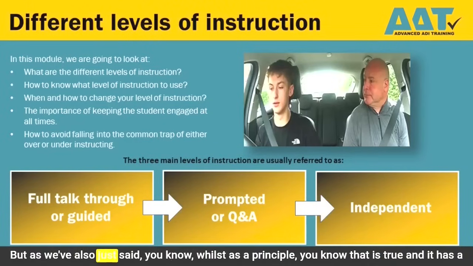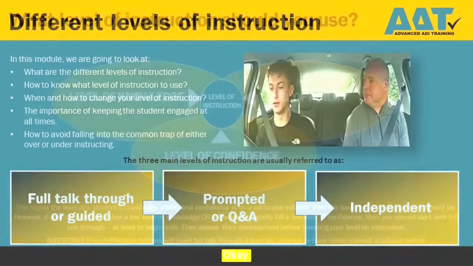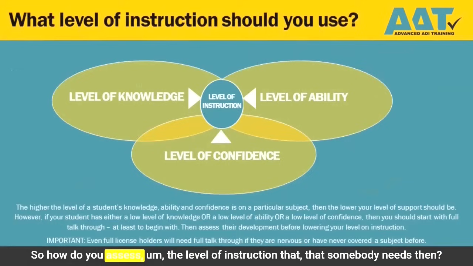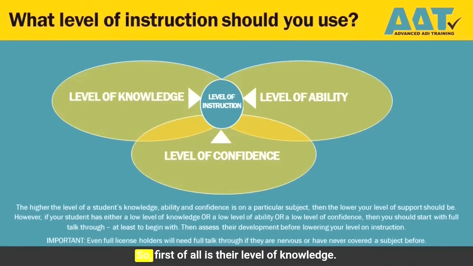But as we've also just said, whilst as a principle that is true and it has a structure to it, there are going to be situations and cases where the general rule doesn't apply. Okay. So how do you assess the level of instruction that somebody needs then? Well, in order to do that, you need to take in 3 separate factors. So first of all is their level of knowledge.